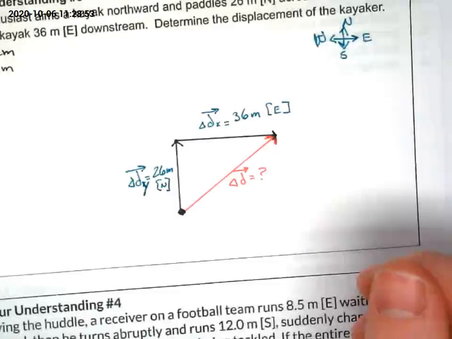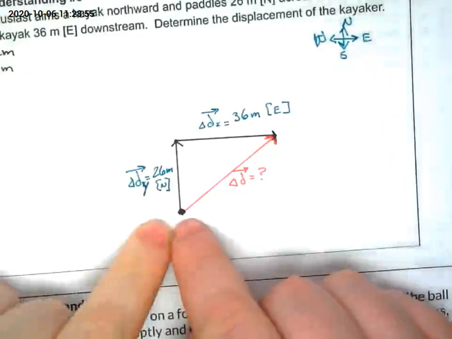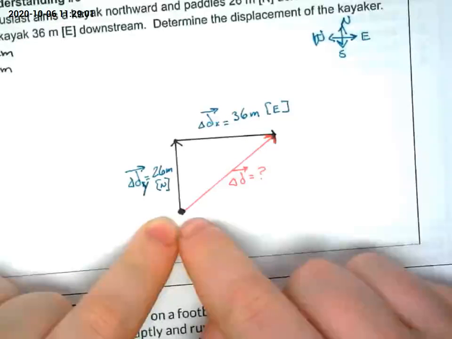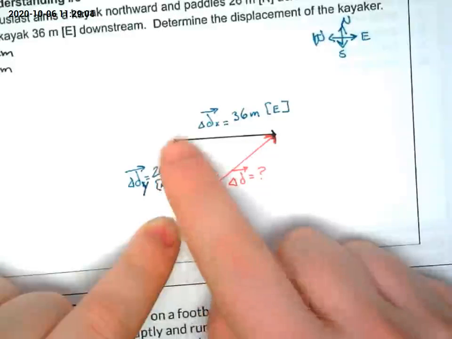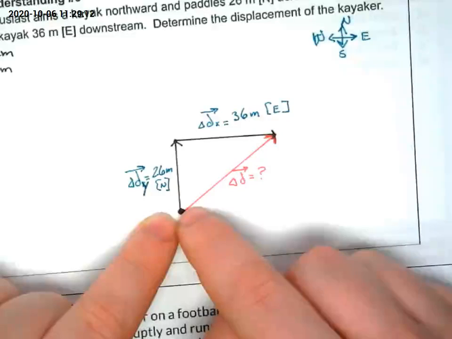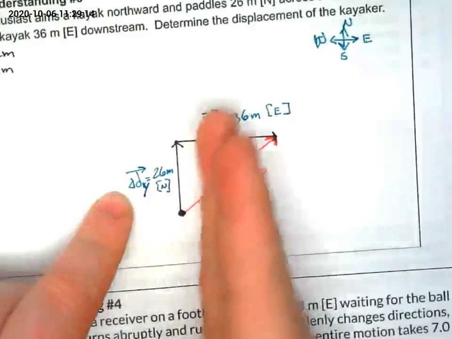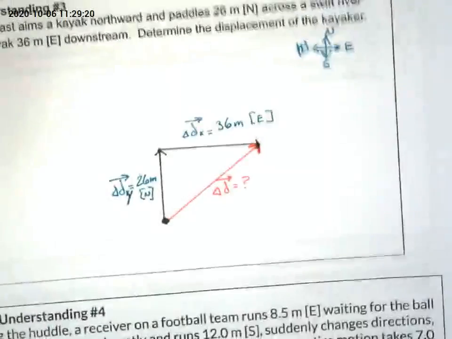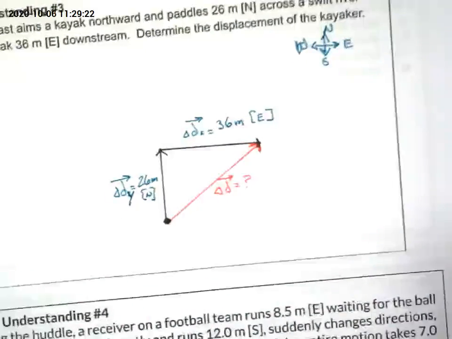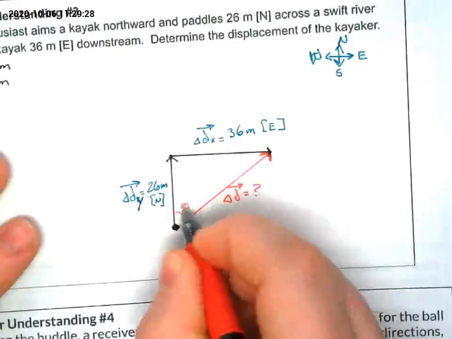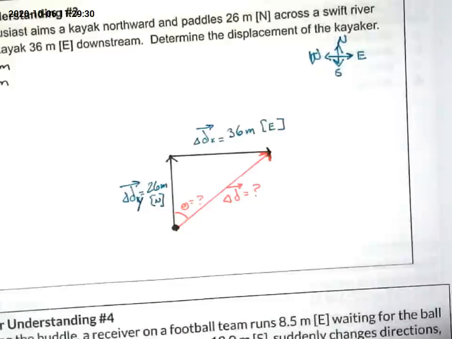Now, this is the direction. This individual decided to move in this direction. They paddled as hard as they could to the north, but against the current, or I guess perpendicular to the current, and it carried the kayak 36 meters to the east. So as they were trying to cut north, it went like this, just like our picture shows. So we want to know, what's that displacement? And what is theta here? That's what we're trying to find.